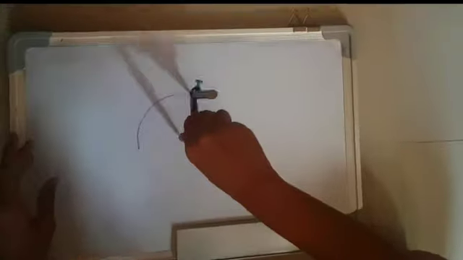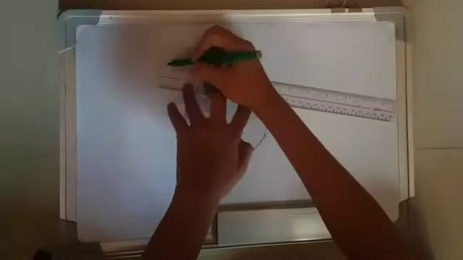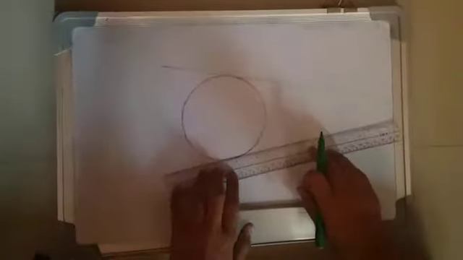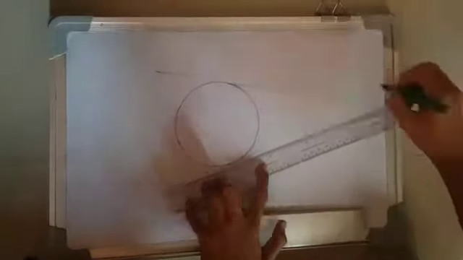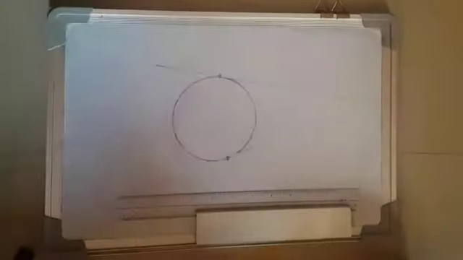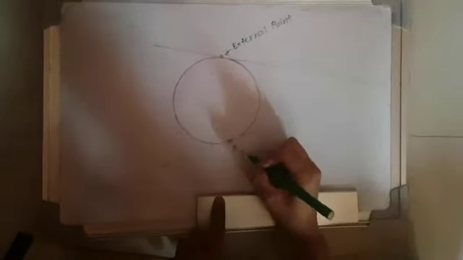Theorem number 4. It is also called the two-tangent theorem. It states that if two tangent segments are drawn to one circle from the same external point, then they are congruent. Just like in the illustration, two tangents are drawn and their external point is the same, which concludes that they are congruent.